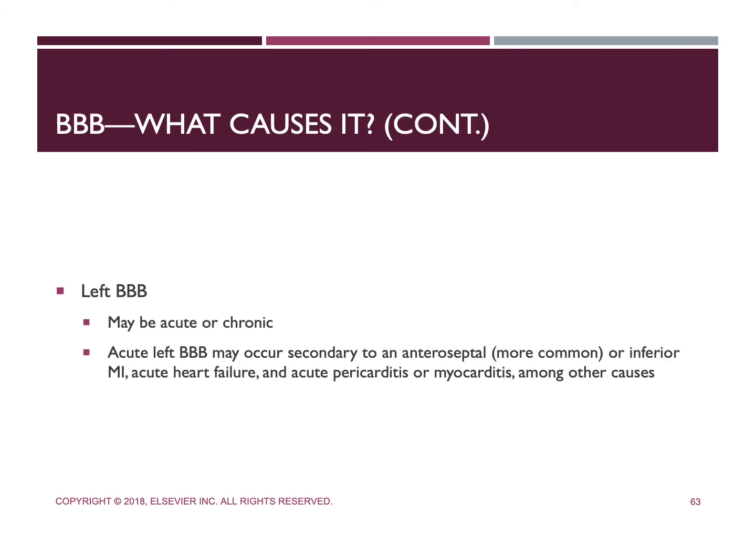When it comes to the left bundle branch block, this may be acute and it may also be chronic as well. The acute left bundle branch block may occur secondary to an anterior-septal, which is going to be more common, or inferior MI. Acute heart failure may be another, and even acute pericarditis or myocarditis, among many other causes as well. So this is sort of talking about the causes of that left bundle branch block, whether it may be acute or chronic.